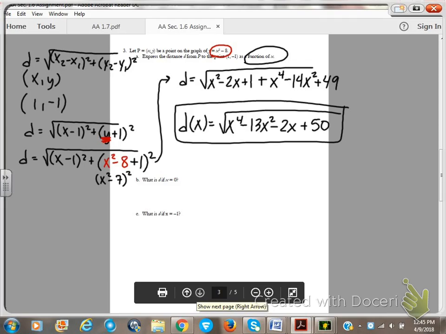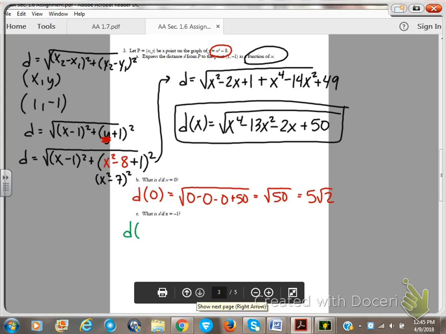plus 50. Thank you. So at this point, d of x is the only variable, we're done. Now we're going to use that formula in part B. What is d if x equals 0? So you're being asked to plug in 0 for all of those x's, which is great because the 4th power of 0 is 0. 13 times 0 squared is 0. 2 times 0 is still 0, plus 50. So we're looking at the square root of 50, or 5 square root of 2.